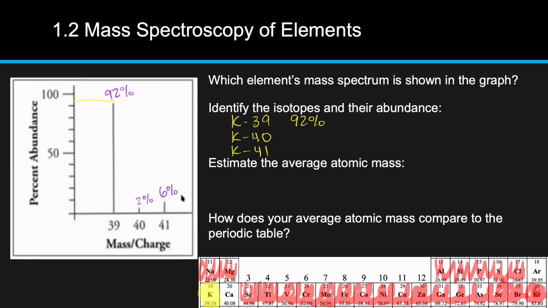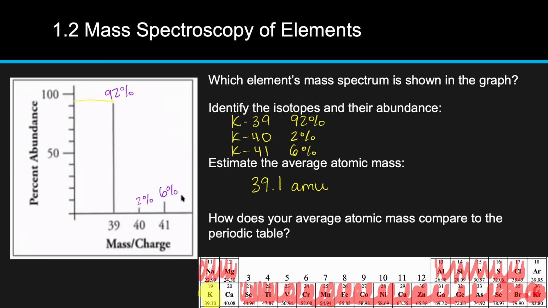And potassium-40 looks about 2% abundant, and potassium-41 looks about 6% abundant. Then it says to estimate the average atomic mass. Again, looking at the periodic table and looking at what we have here, I would probably estimate the average atomic mass close to what it was on the periodic table at 39.1. And then the last question is saying, if you were to calculate the average atomic mass from this mass spec that we were given, how would that compare to the one given to you in your periodic table?